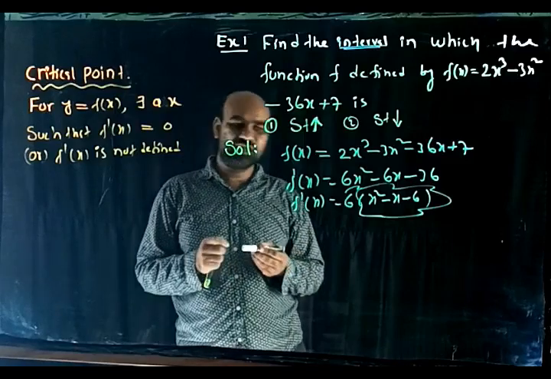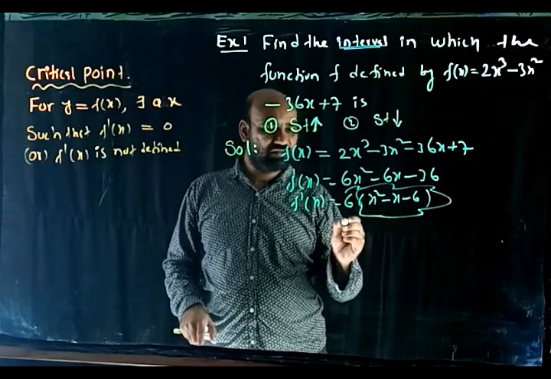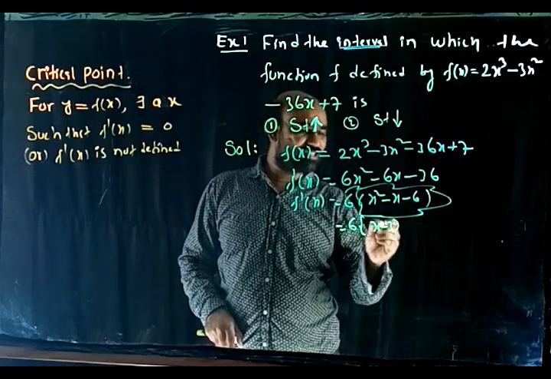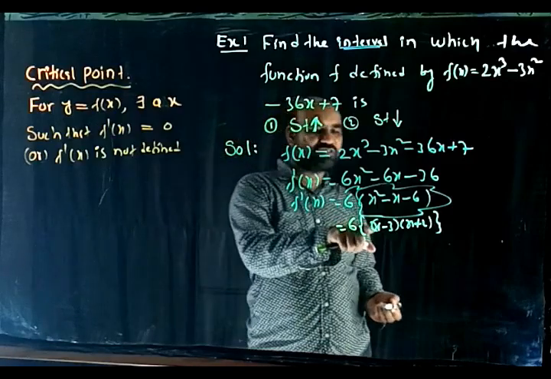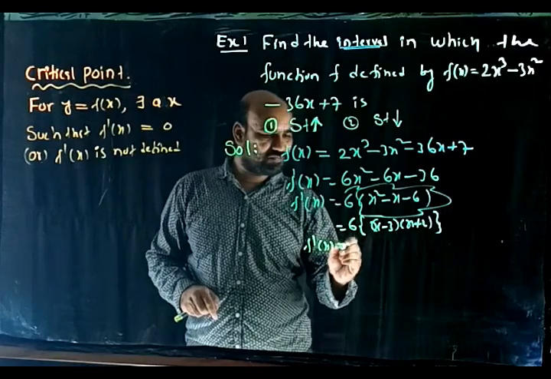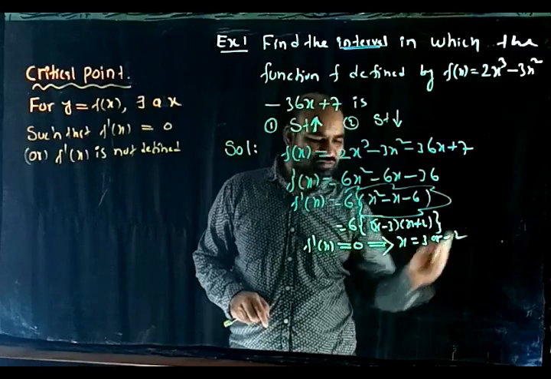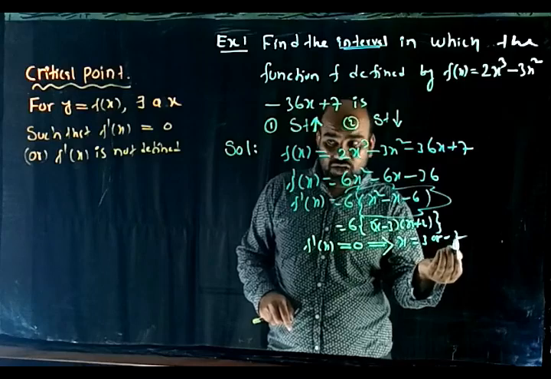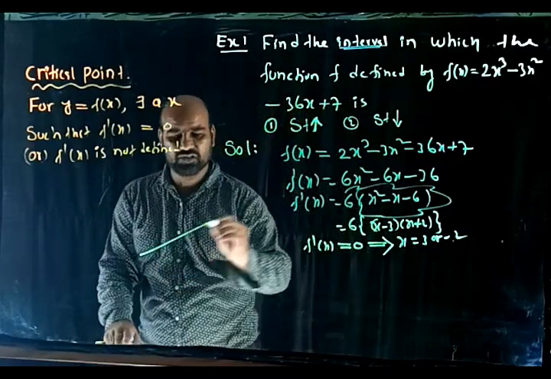Based on critical points only, you can conclude the nature of the function. So, this is 6 times x minus 3 into x plus 2. Then f dash of x equal to 0 implies x equal to 3 or minus 2. So, these two are the critical points. By using these two critical points only, I want to find the sign scheme for f dash of x. So here, this is the number line.